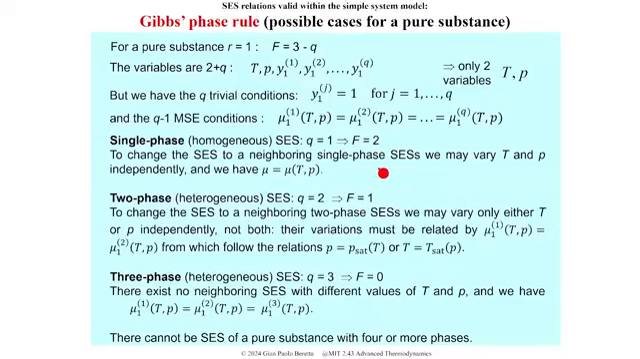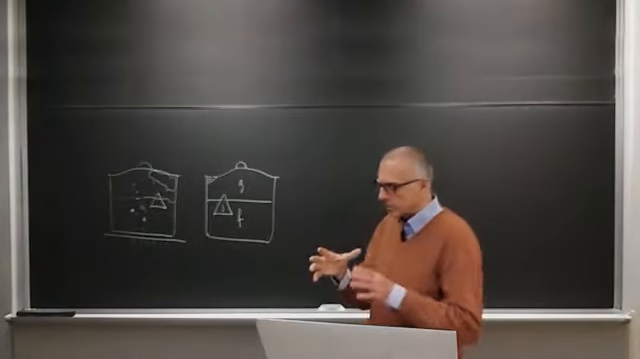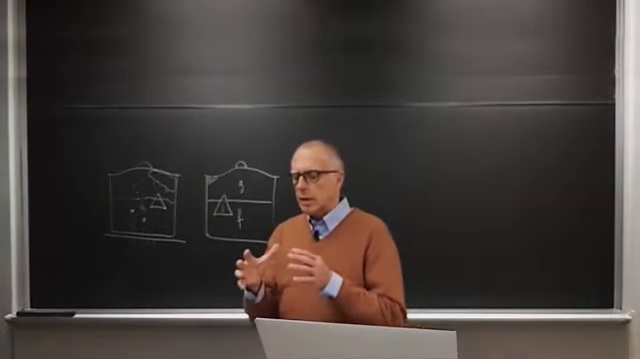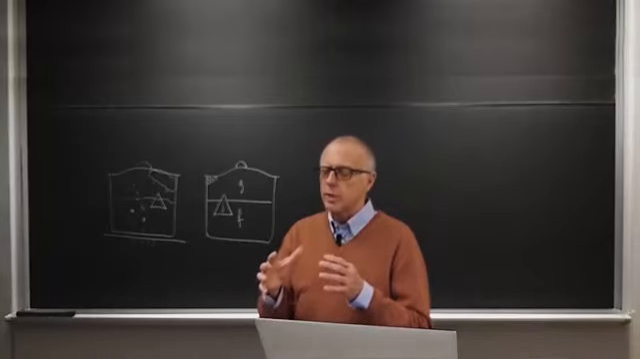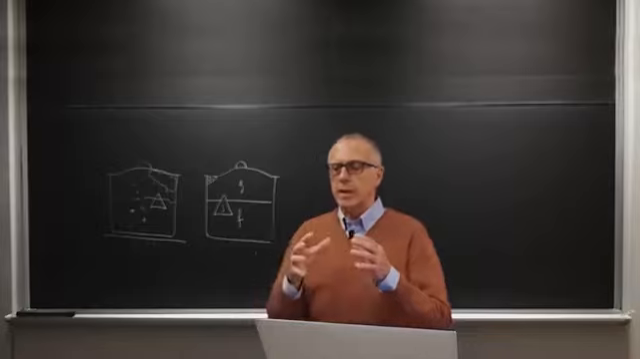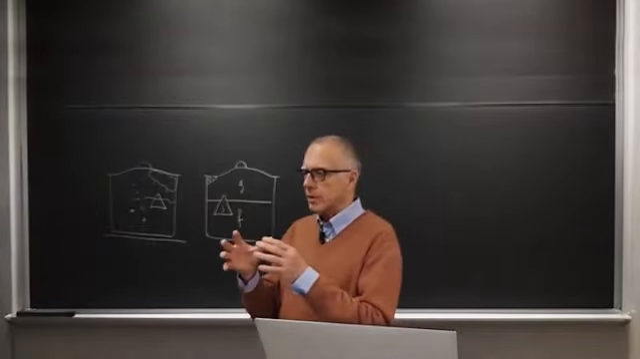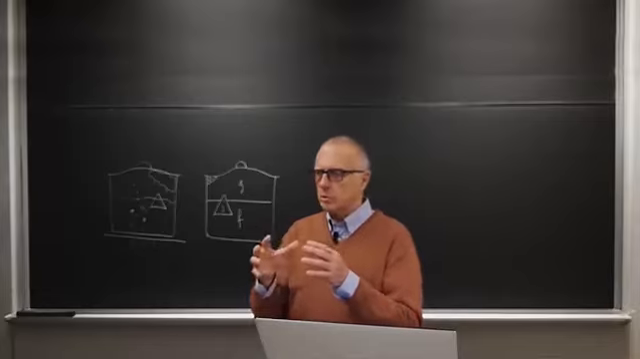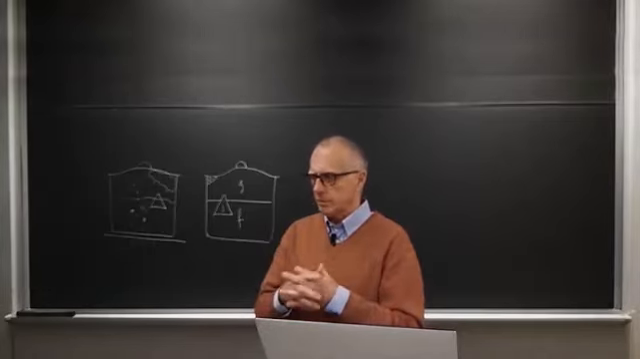That means that if I have a liquid state, and I want to change that stable equilibrium state to a neighboring stable equilibrium state, I can move in 2 directions. I can change 2 variables. So I can change, for example, the temperature and the pressure independently.